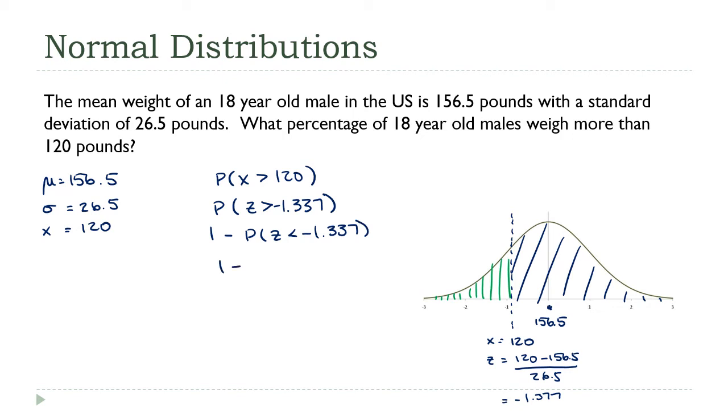My table tells me that that probability is 0.0842. And if I do that subtraction, I get 0.9158. And that's it. Right, that's my probability. Be careful. You've got to go back and read the question in the end. The question didn't ask for a probability. It asked for a percentage. Right, so my answer would be 91.58% of the population weighs more than 120 pounds.